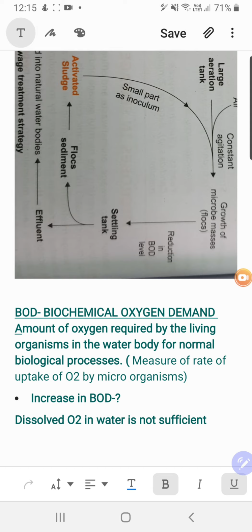BOD increases because this demand is increasing. Why? Because the organisms are not finding dissolved oxygen in water sufficient for their survival. And why is this dissolved oxygen insufficient? Because the water was polluted with organic waste, and to decompose that organic waste, the microbes had to multiply at a higher speed, and this consumed much of the O2 for their multiplication, right children?